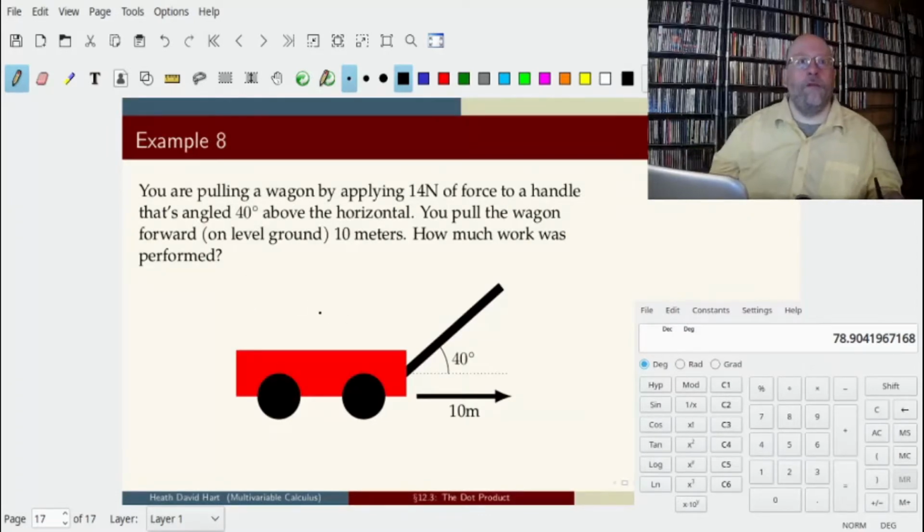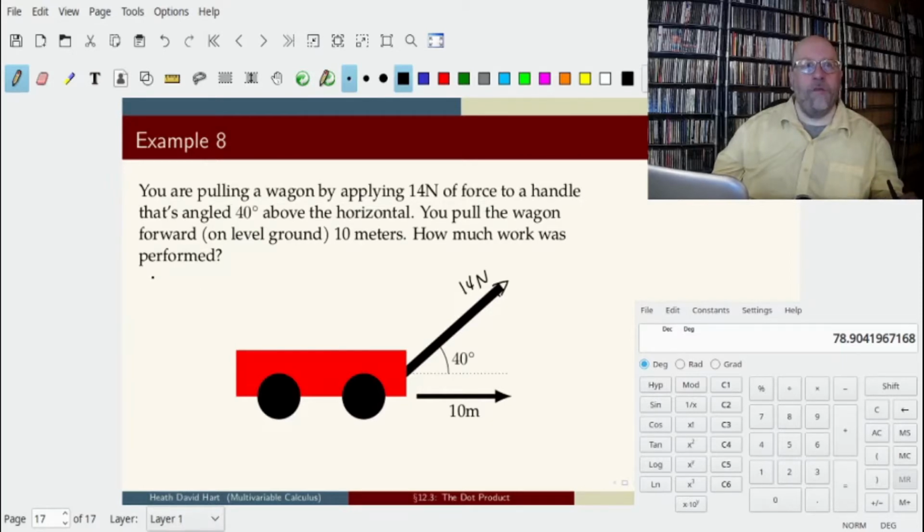So one more example. We are pulling a wagon by grabbing the handle and pulling on the handle with 14 newtons of force. And so we're not pulling directly in the line that we're working. We're pulling at an angle that's sort of convenient so we don't have to crouch down to the ground. But this isn't the most efficient way of dragging the wagon. We've pulled the wagon forward by 10 meters. How much work was performed?